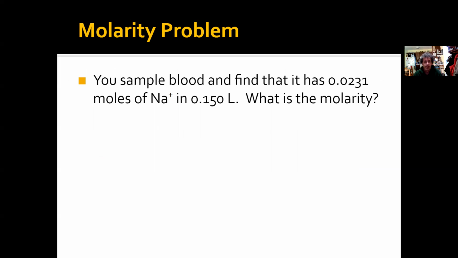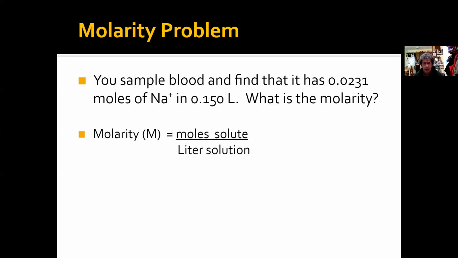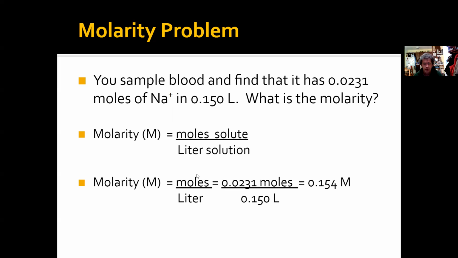Now, you'll frequently have problems with molarity. So let's say that you have blood and you find that the blood has 0.0231 moles of Na+ ions in 0.150 liters of solution. And you want to know what's the molarity? Well, like we said, molarity is moles of solute over liters of solution. So it's 0.0231 moles over 0.150 liters, or 0.154 molar.